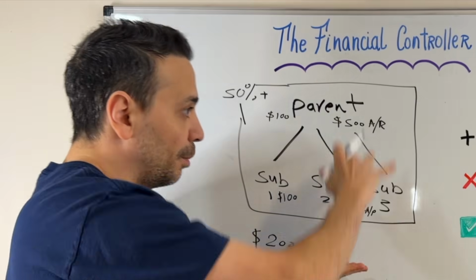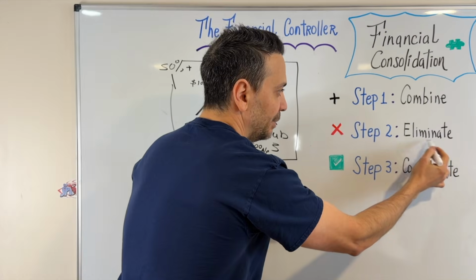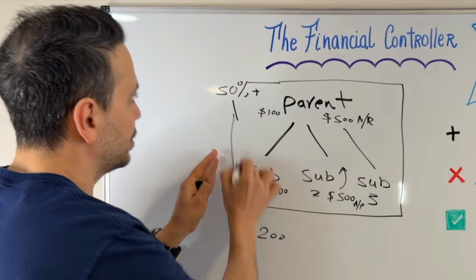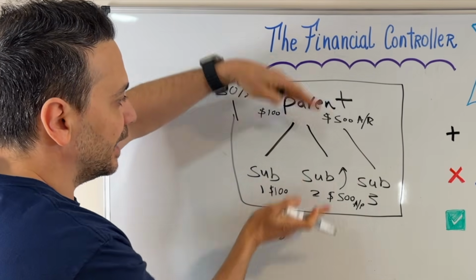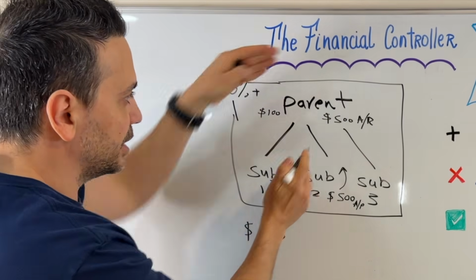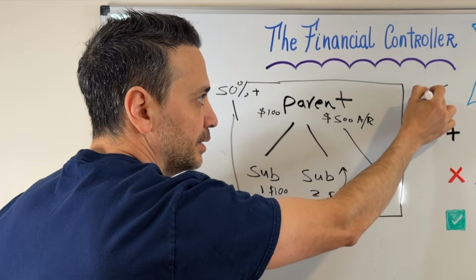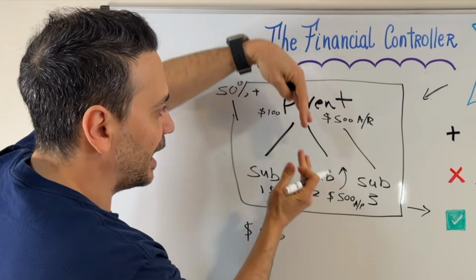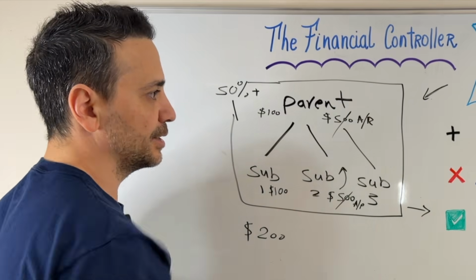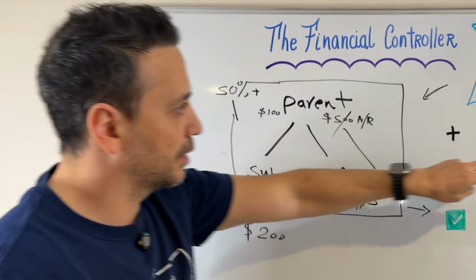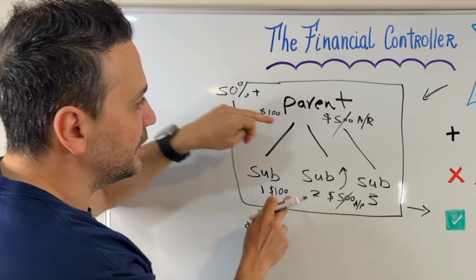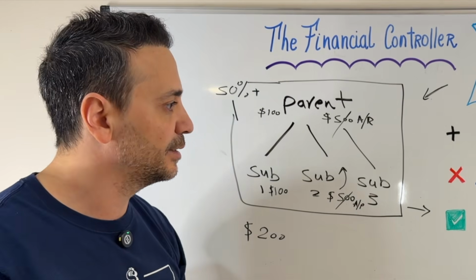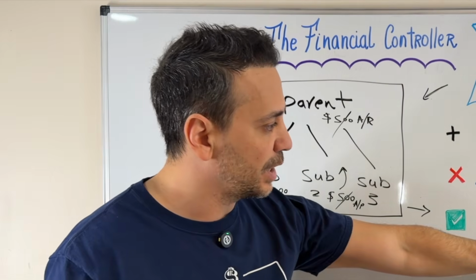Now, when you combine, you have to do what we call eliminate. Why do we eliminate? Because as a consolidated position, together they wash out. The parent is not owed any money from the outside world, and the sub doesn't owe any money to the outside world. It's all within the same house, so you have to eliminate these together. So we talked about combination, why we combine some things, and why we have to eliminate some of the things. There are some other things that we have to eliminate, and we have to consolidate.